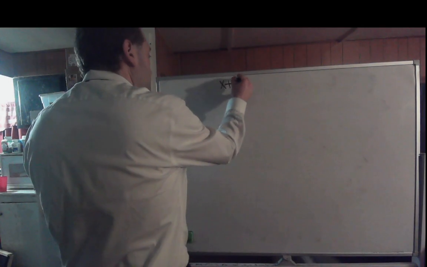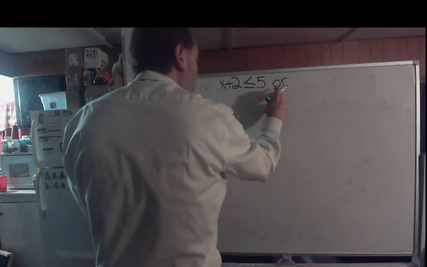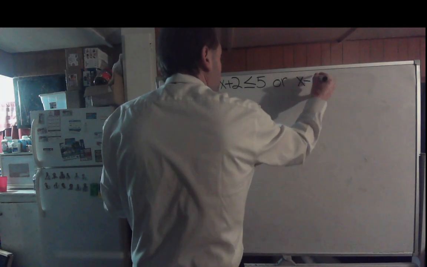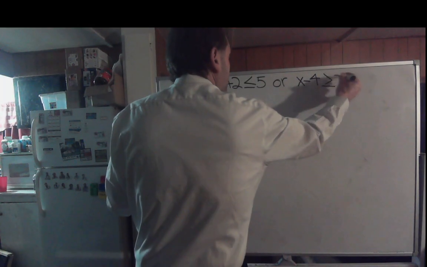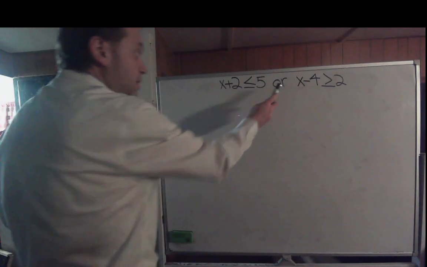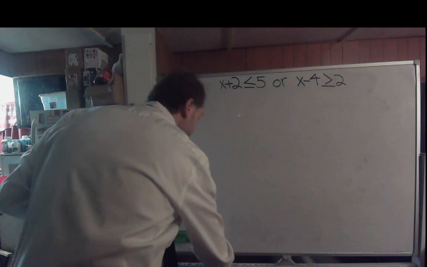All right, good. I have 3 OR inequalities. So here's what they look like. You have x plus 2 is less than or equal to 5, or x minus 4 is greater than or equal to 2. So this is another type of compound inequality, but it uses OR. You're going to get a different graph of the solution. You're going to get 2 disjoint sets.